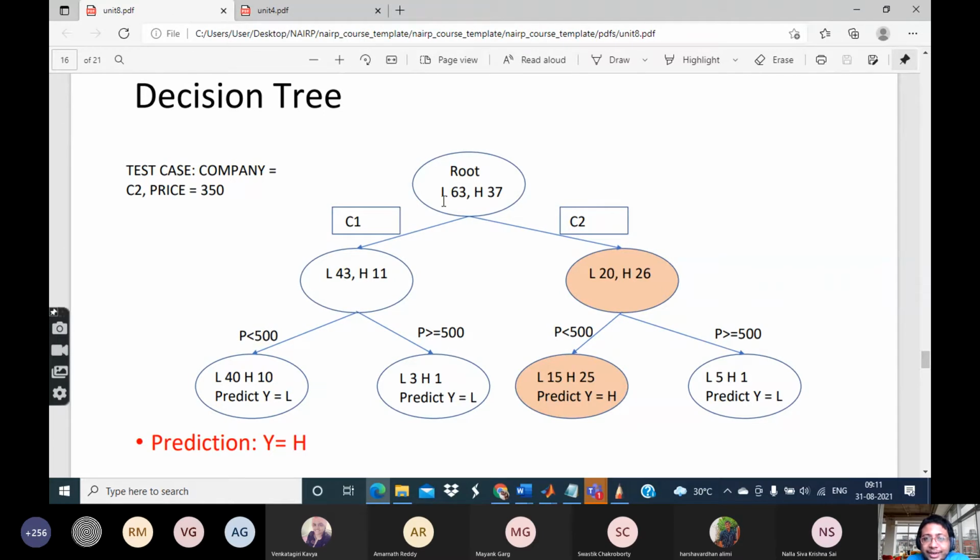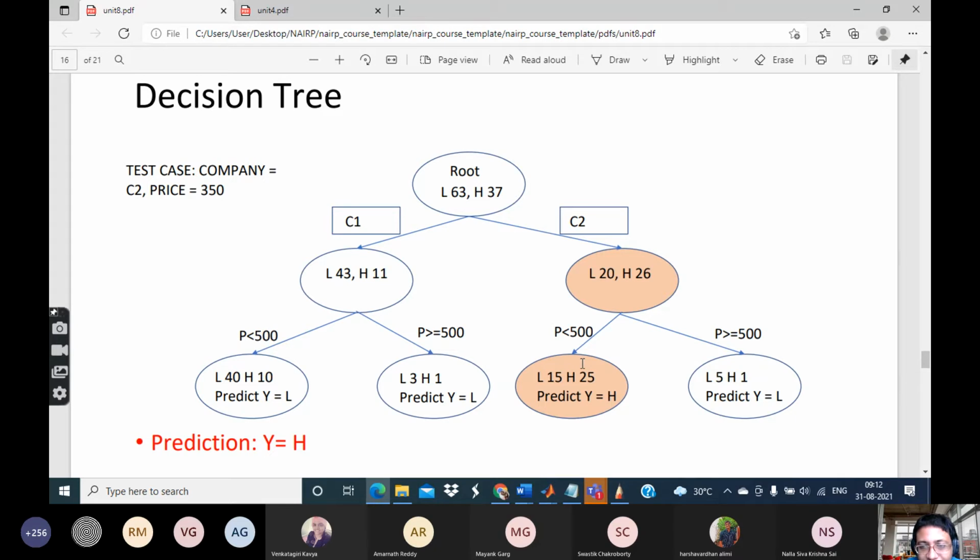You have already decided based on your training phase that you will look at the company. If the company is C1 you will go this way, if the company is C2 you will go this way. So your company is C2, so you go here and place it in this subset. Next, you look at its price, whether the price is less than 500 or greater than 500. It turns out that its price is $350, so it is less than 500. So you place it in this subset.